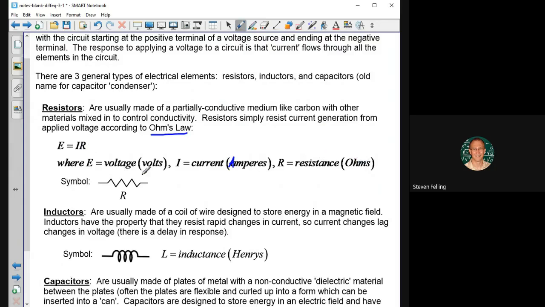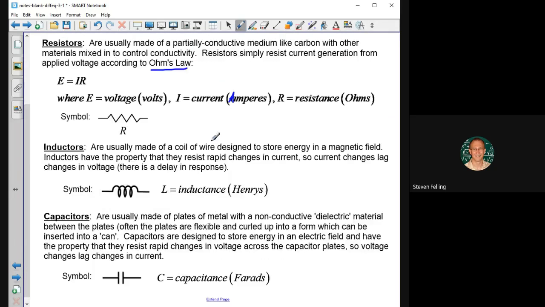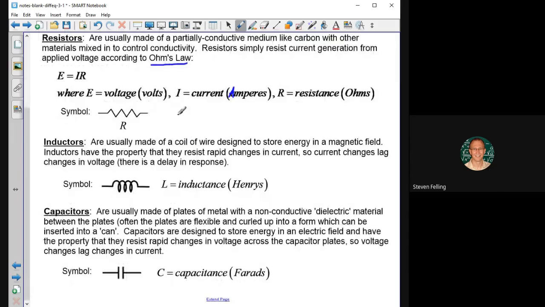The symbol on a circuit diagram looks like this. It's a kind of jagged line for the resistance, and then this is the start and end where they connect into the circuit. Okay, an inductor is another kind of circuit element that is made of a coil of wire.